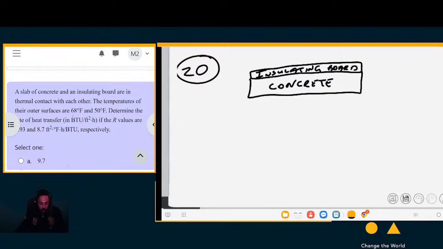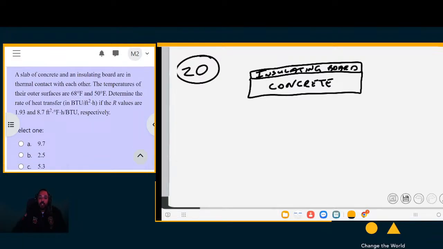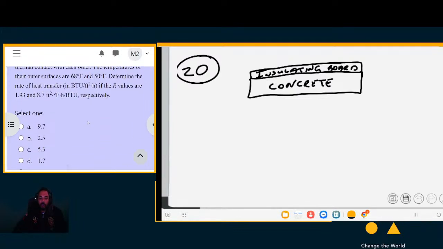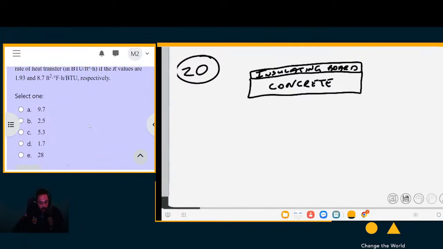First of all, we can use them in this case because the temperatures of the surface are 68 and 50 degrees Fahrenheit. Determine the rate of heat transfer in British thermal units per square feet per hour, if the R values are 1.93 and 8.7 square feet degree Fahrenheit hour per British thermal unit respectively. Okay, this is just different units. We don't use them much, but the concepts are the same.